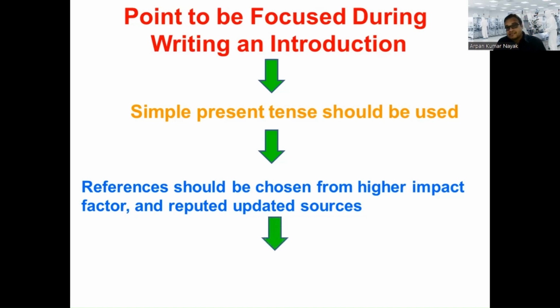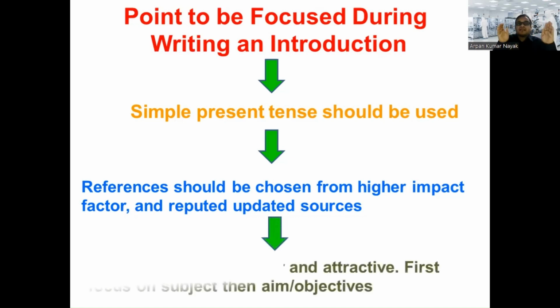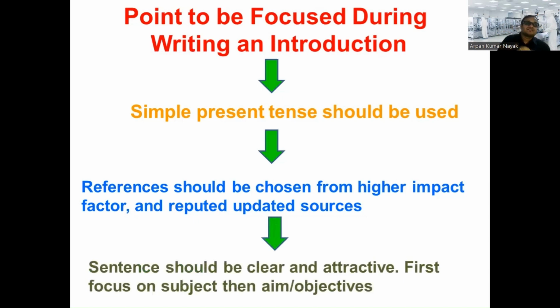Then next, whatever sentence you write should be clear and attractive. No confusing sentences should be written. I always prefer to write short, small sentences. But whatever you write, it should be clear and have some flow. So first you have to write about the subject, then the background, then the current status, what is going on currently, then the gap, and finally you put your objectives or aim.